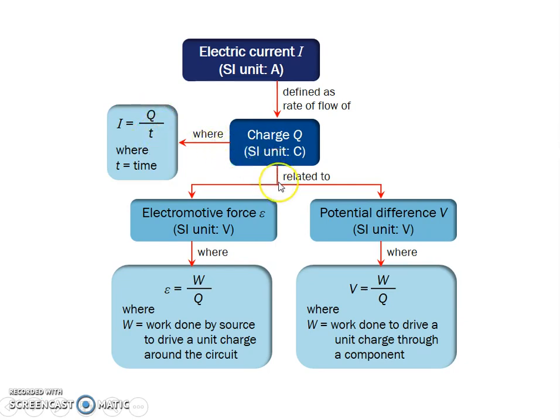But how much energy does each charge possess? There are two things: either the EMF or the potential difference. The similarity between them is that they both have the same SI unit, which is the volt, but the main difference is that EMF is supplied by the source, whereas potential difference is to drive energy through the component itself. So this one is supplying of energy, and this is consuming of energy per unit charge.